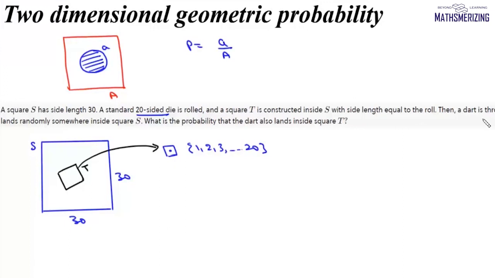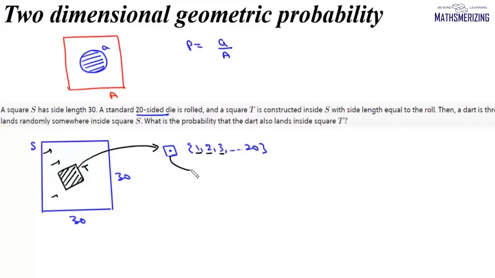Then it says a dart is thrown and it lands randomly somewhere inside this square S. So when a dart is thrown, it will land somewhere inside this square S. So this is our sample space. Now we need to find the probability that the dart also lands inside this square T. So we have to find the probability that this dart lands inside this small square. Now the probability that this dart lands inside square T depends on the area of this small square. And the area of the small square actually depends on the length of the side, which depends on the number on this die.